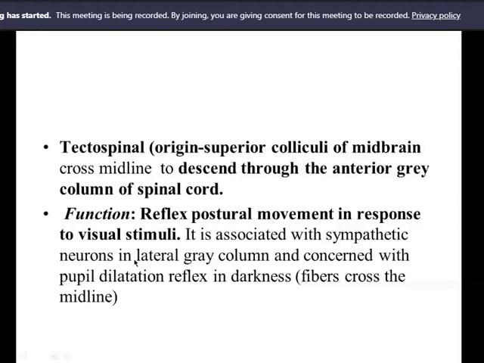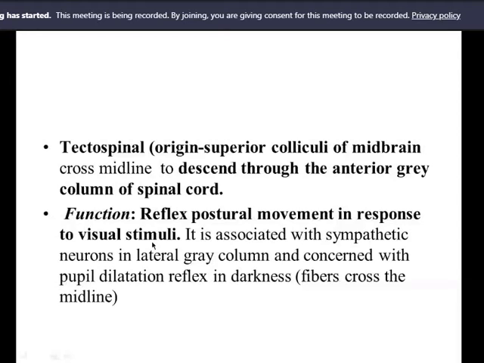Because when all the visual stimulus goes to the occipital lobe of the cerebral cortex, before that branches or collaterals go to the midbrain also for the reflex activities.